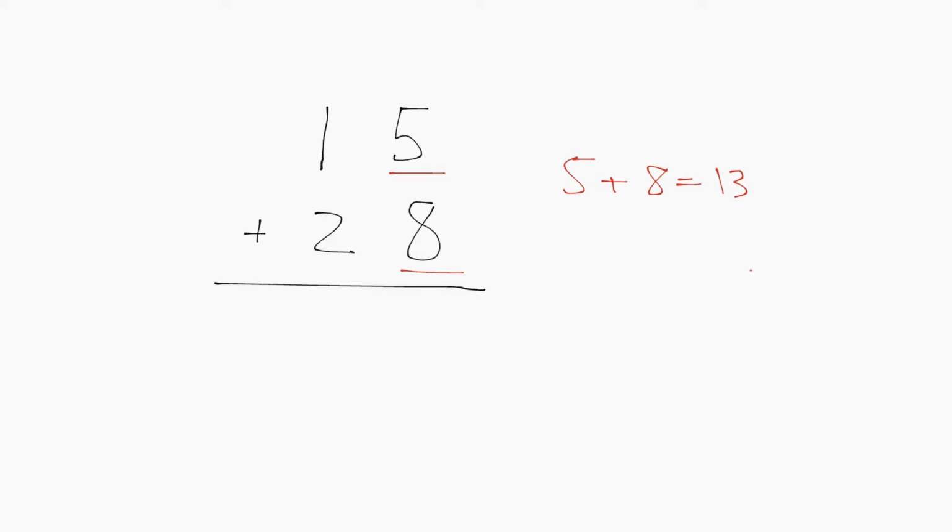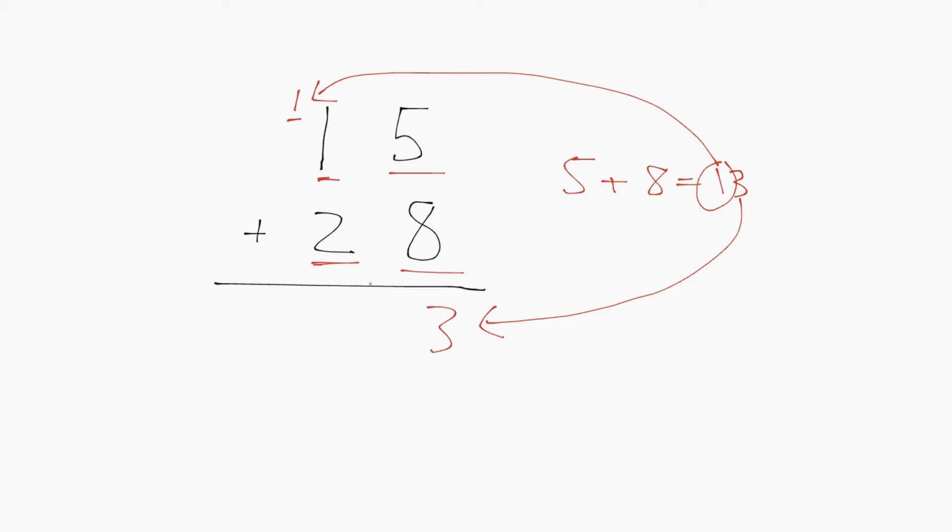Since 13 is greater than or equal to 10, you'll put the ones place of 13 to the bottom, and then you'll carry over that 1 in the tens place over to the tens place. So the second step is to add the tens place. Since you have a 1 that you carried over, and a 1 from the 15, and a 2 from the 28, you add all those together, 1 plus 1 plus 2, and you'll get 4. And then you'll drag over the 4 to the sum of the tens place. So the answer will be 43.